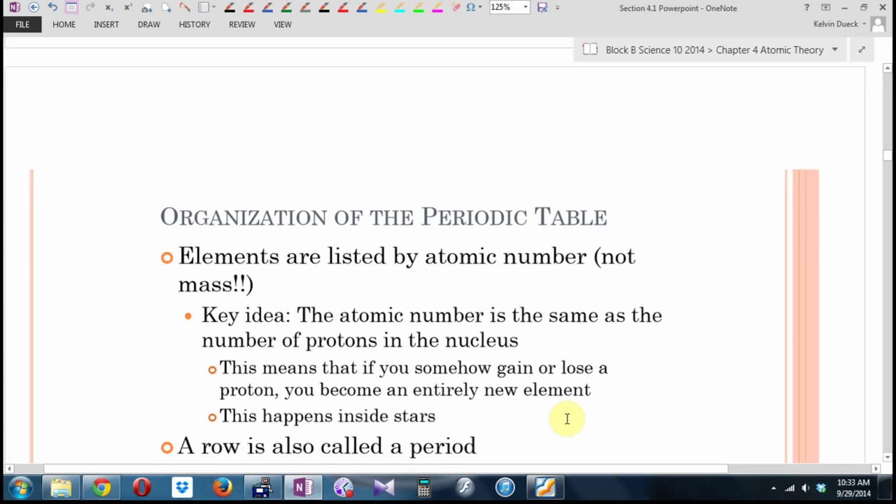A row is also called a period. Now, a row is horizontal, not vertical. So the first period has 2 elements. The second period, the second row, has 8. The third period, the third row, has 8. The fourth period has 18. And then it goes a little weird and wonky.